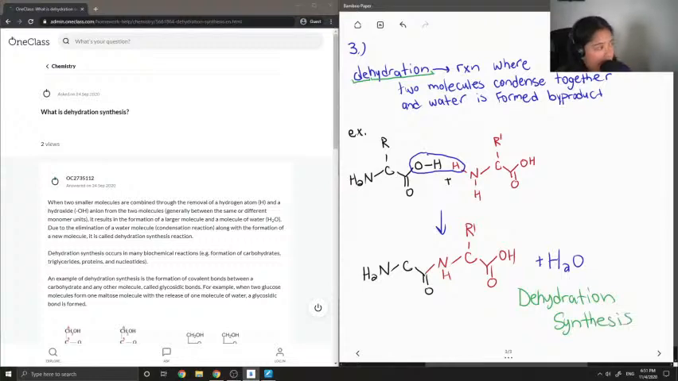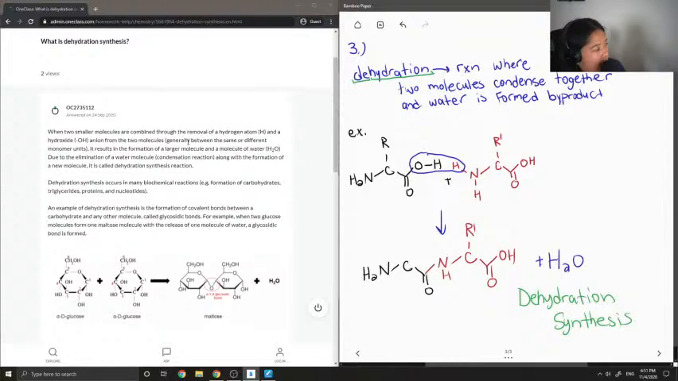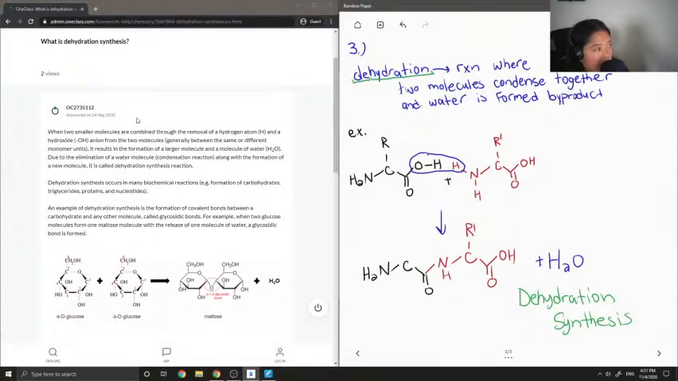So let's see the answer from our junior tutor. When two smaller molecules are combined through the removal of a hydrogen atom and a hydroxide anion from the two molecules, generally between the same or different monomer units, it results in the formation of a larger molecule and a molecule of water due to the elimination of a water molecule, which is also known as a condensation reaction. Along with the formation of a new molecule, it is called a dehydration synthesis reaction.